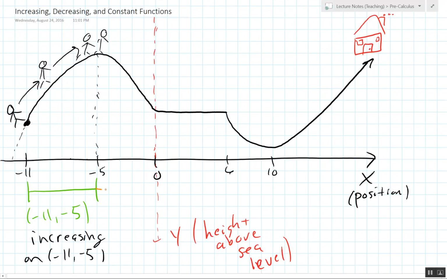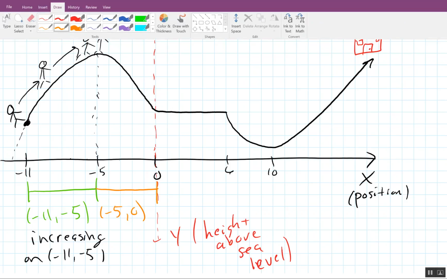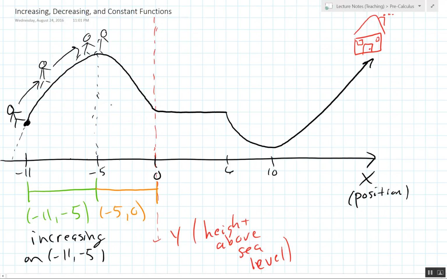Well, next, notice that once we hit the peak of the hill, you can only go down. So from -5 to 0, notice that my person is now going down the hill. We keep going down that way until we get to this low point right here at x equals 0. So on this interval, we are decreasing.